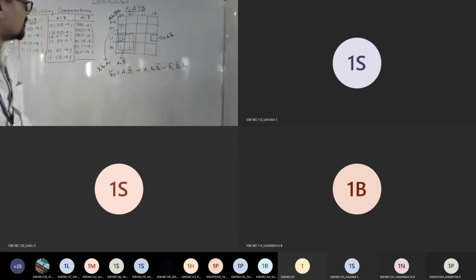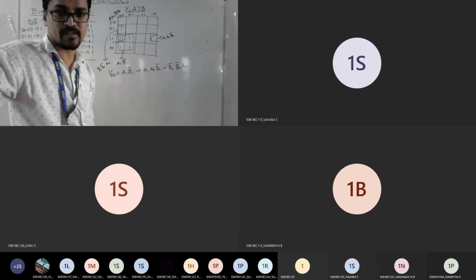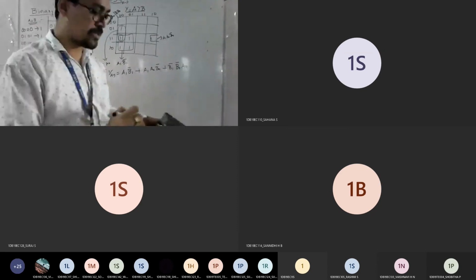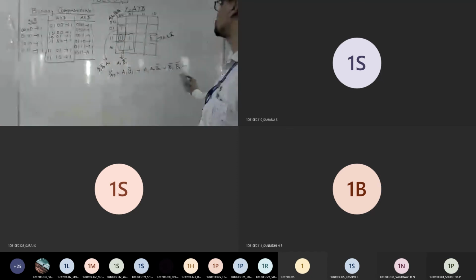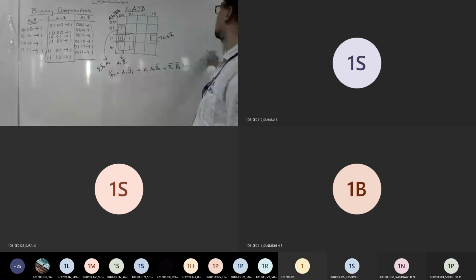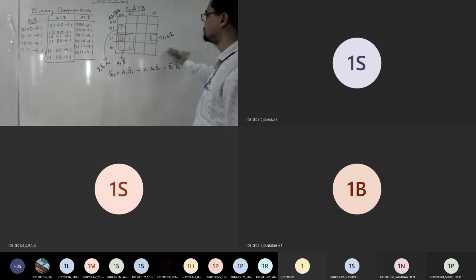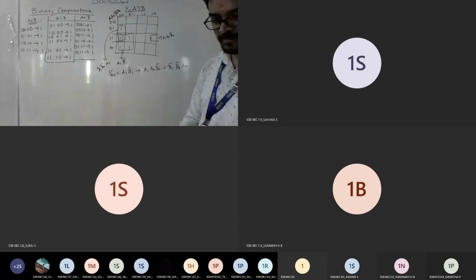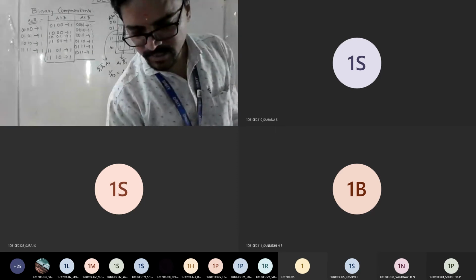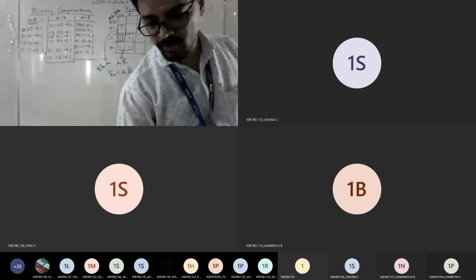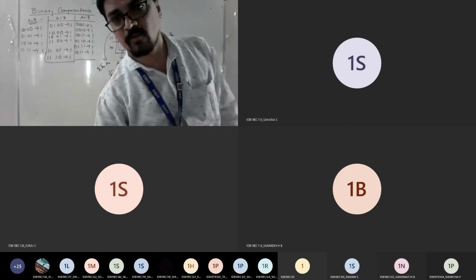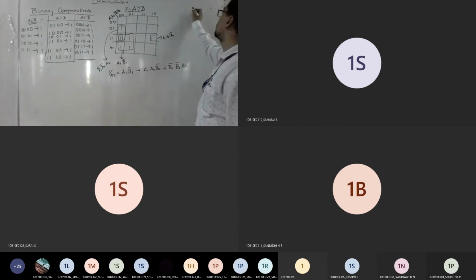In the same way, plot the K map for A less than B and A equal to B and tell me what expressions you get. Everyone solve this and finish it off. Values are written here. I want you to make the quads or pairs, whatever you get, and tell me the expression. So next, Y equals A less than B. 16 cells.